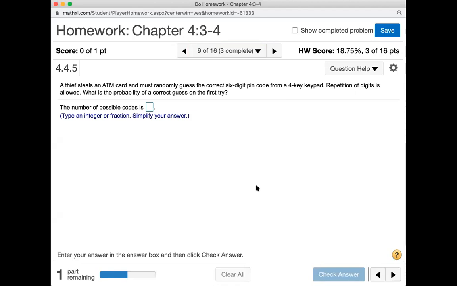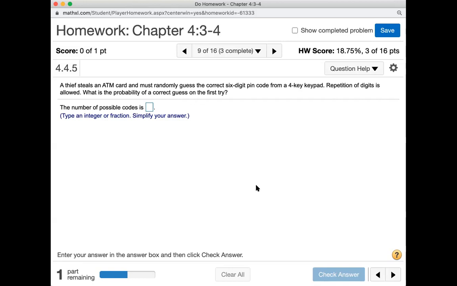Let's see question number 9. A thief steals an ATM card and must randomly guess the correct 6-digit pin code from a 4-key keypad. So repetition of digits is allowed, which means replacement is allowed. For example, let's say the 4 keys are just 0, 1, 2, 3. Then you can choose 0 six times, so 0, 0, 0, 0, 0, 0 could be one of the possible outcomes.